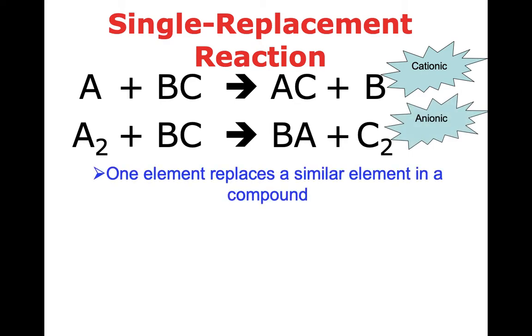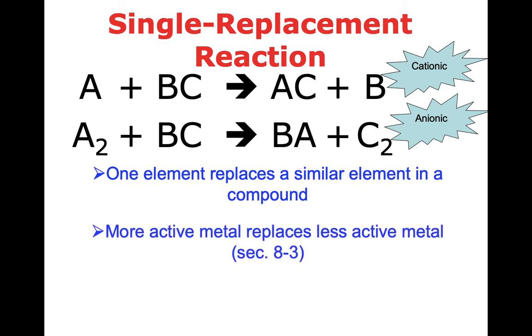You're always going to have like replacing like. We're not going to get into this too much, but in the first case and in the second case, A has to be more reactive than B in the first one, and A has to be more reactive than C in the second one, or else these reactions will not occur. Just because you can write and balance a chemical equation doesn't mean that that chemical equation can actually occur in nature. Not all reactions can occur.